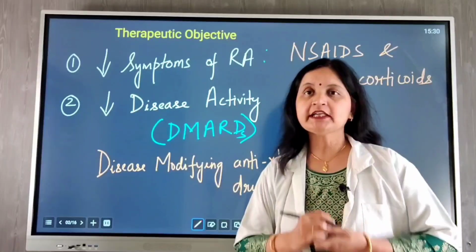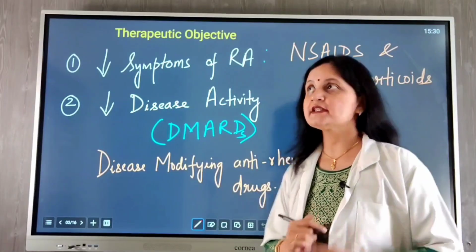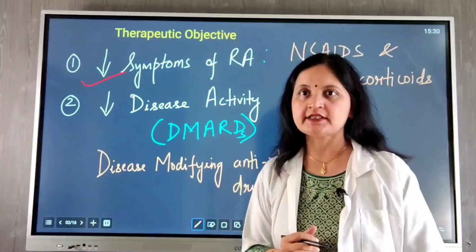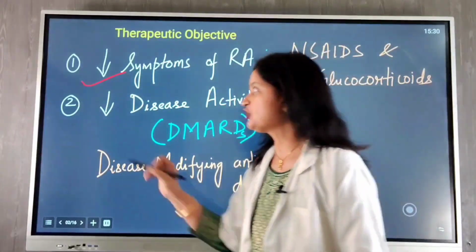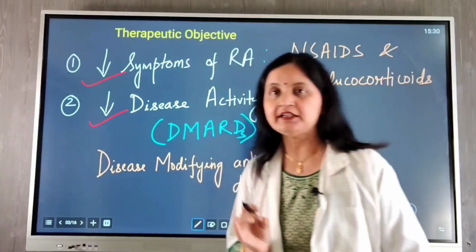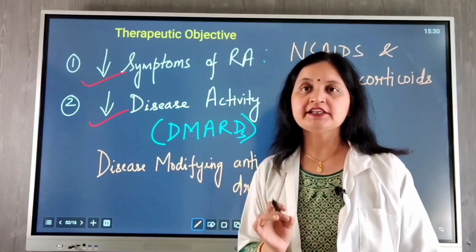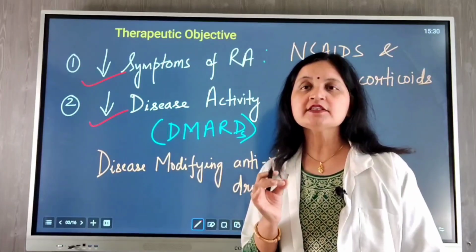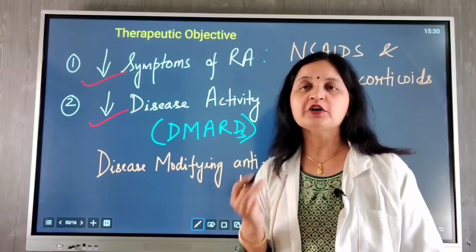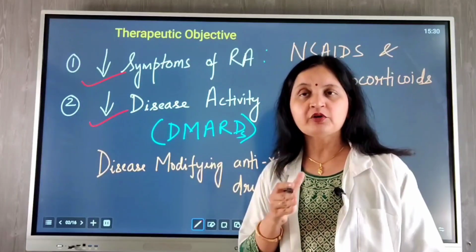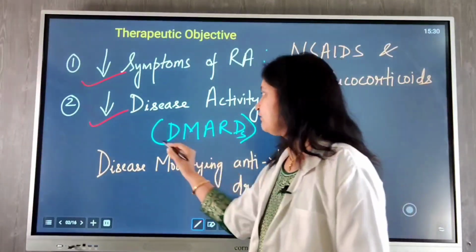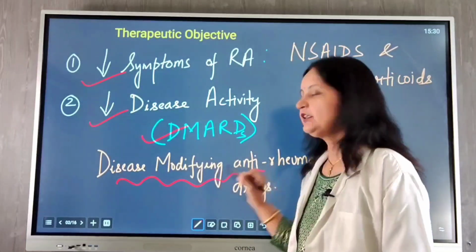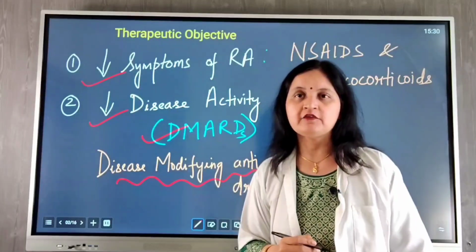The therapeutic objective in rheumatoid arthritis is to reduce the symptoms such as pain, swelling and tenderness in the joints, and also to decrease the progression of the disease, decrease the disease activity, the erosion of the bone and cartilage damage, and improve the quality of life of the patient. To reduce symptoms, non-steroidal anti-inflammatory drugs or glucocorticoids can be used, and to reduce the progression of the disease, disease-modifying anti-rheumatic drugs are used. These drugs modify the progression of the disease and improve the quality of life of the patient.